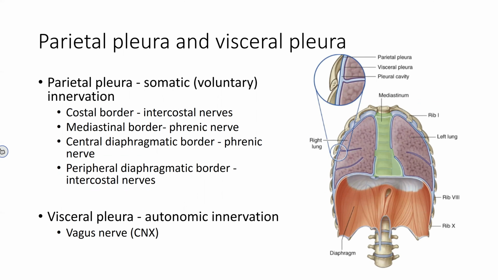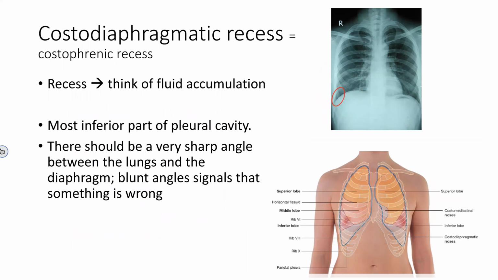So the parietal pleura and visceral pleura of the lungs. You have somatic and autonomic innervation, and the parietal pleura has the somatic innervation, which is essentially like having pain on your skin, and the visceral pleura has autonomic innervation.